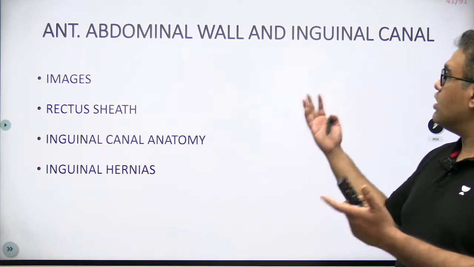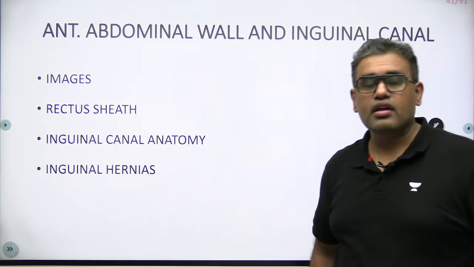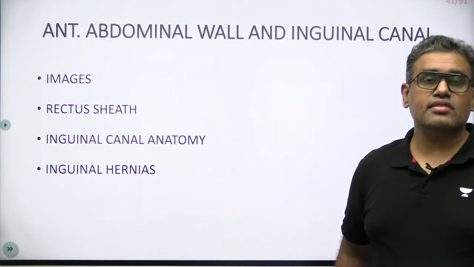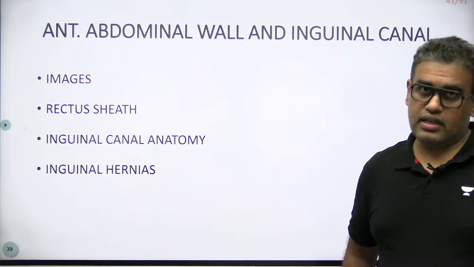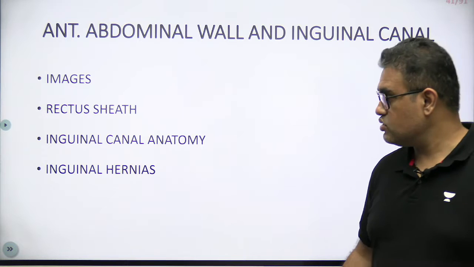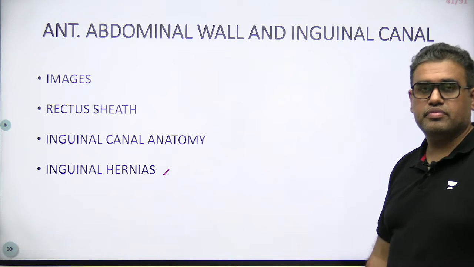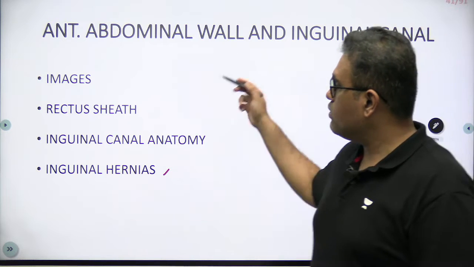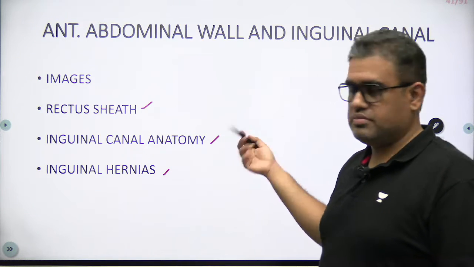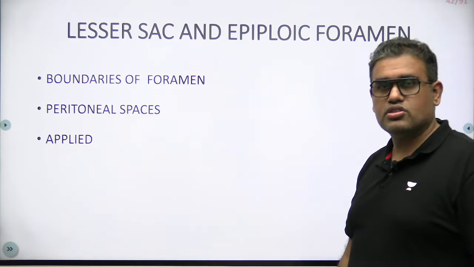Starting with the abdominal wall and the inguinal canal. Needless to say, there are 90% chances always that there would be a question on inguinal hernia. Right? So for inguinal hernia, the basics of inguinal canal anatomy should be clear. Anterior abdominal wall, rectus sheath, right? All the muscles over here, that should be clear.